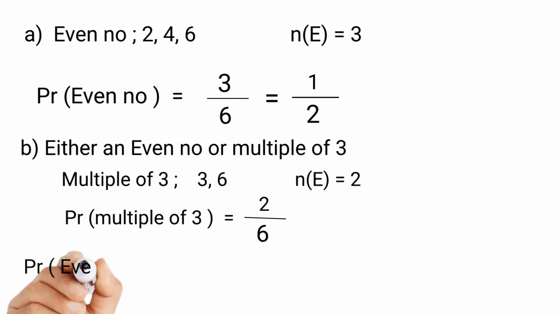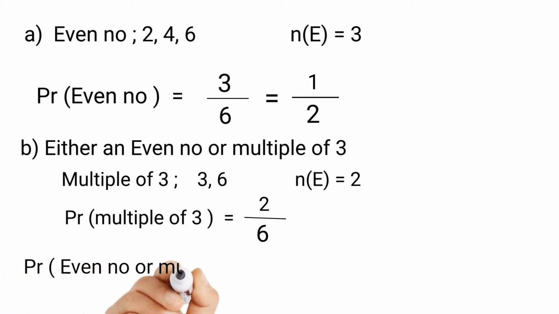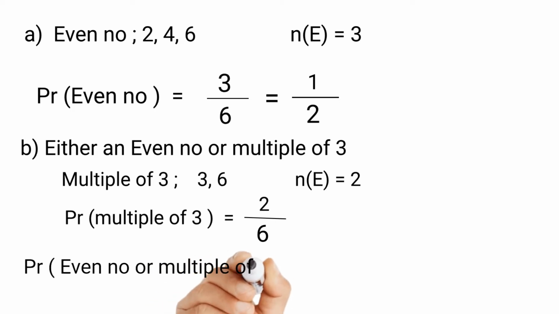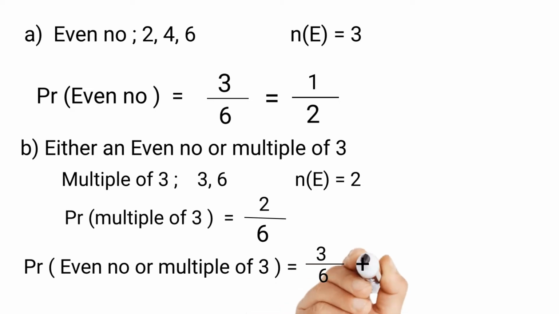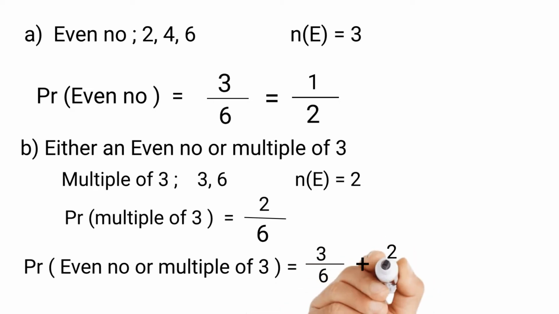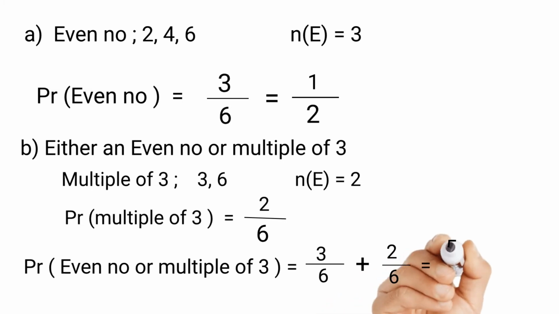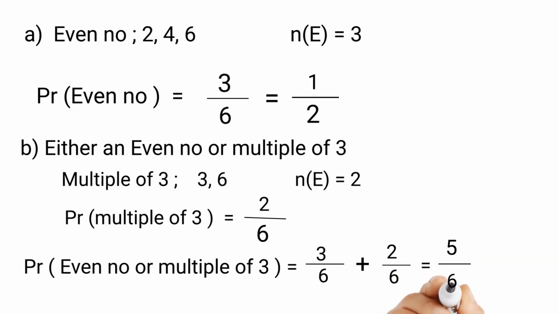So we're going to have the probability of even number or multiple of 3 as the addition of both answers that we have, 3 over 6 plus 2 over 6. All right? The A part, what you have, plus what you will have in the second part. So we're going to have 5 over 6 because or means plus. Take note.